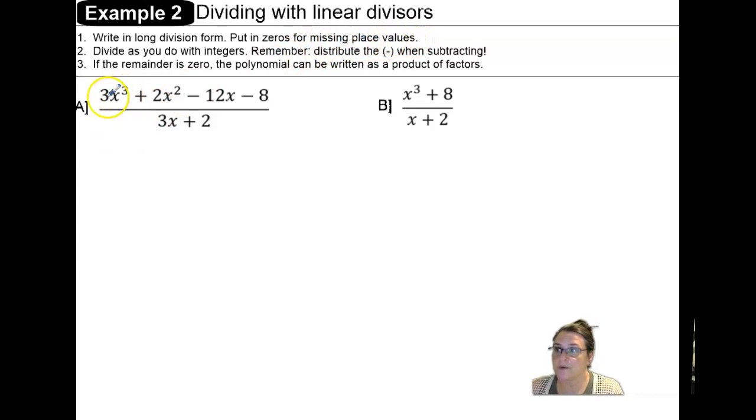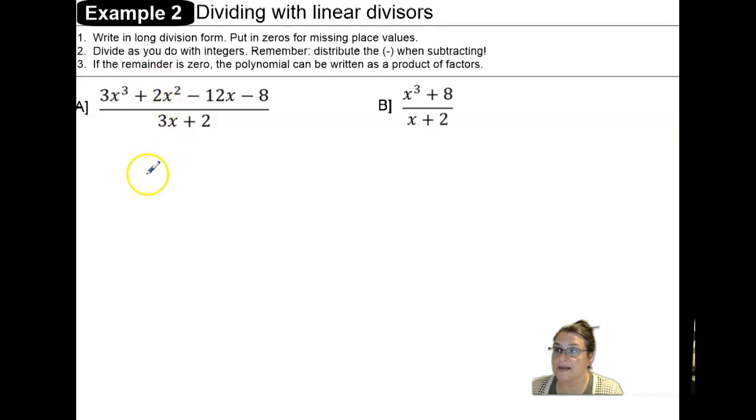Okay, so in example A, when I look at my numerator here, that's my dividend, I have a cubed place value, an x squared place value, a linear place value, a constant place value. All those place values are accounted for, so I don't have to worry about missing place values having zeros. But in example B, notice I go straight from an x cubed to the constant. So in B, I'm going to need to remember that tip to put in zeros for missing place values because I'm missing the x squared place value and the linear place value.